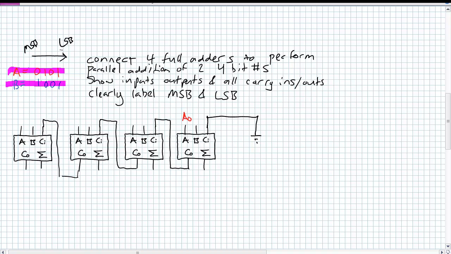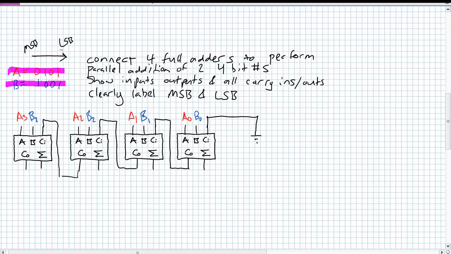So I'm going to put A0 right there, the LSB. A1, A2, all the way up to A3, the MSB. Same thing here. The 2 LSBs get added together. And moving on to the NSB. I love that. The next significant bit. And finally, all the way up to the MSB.